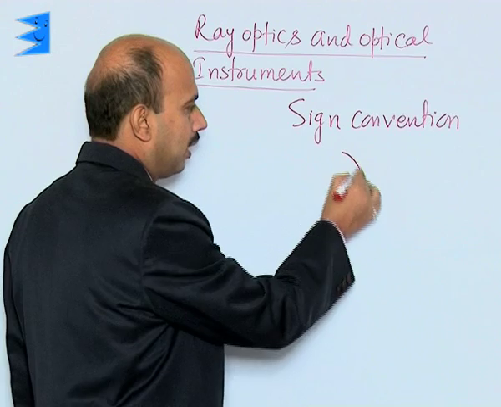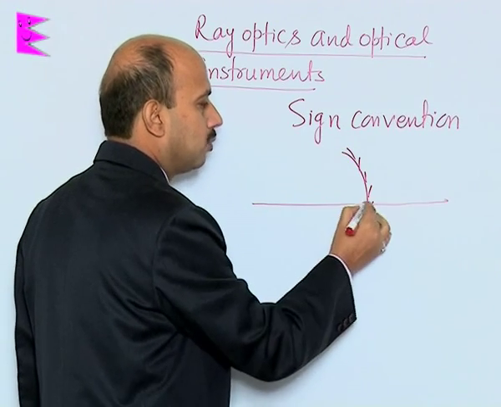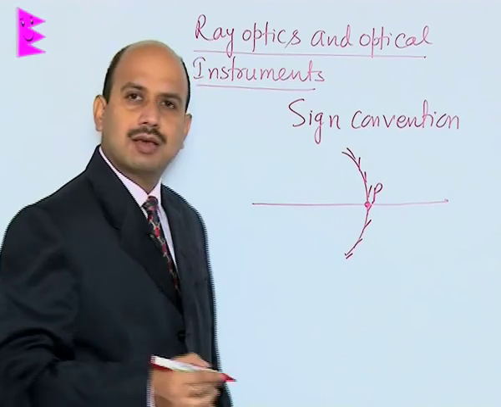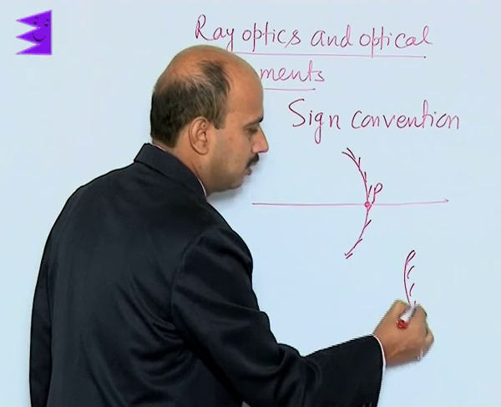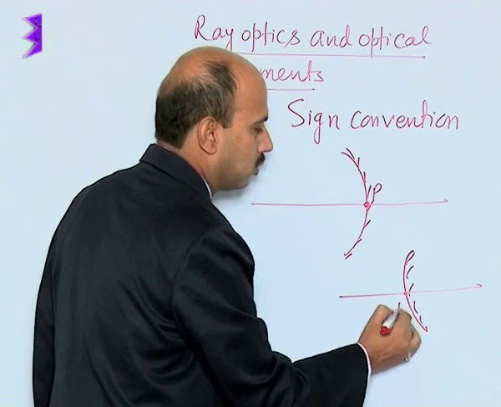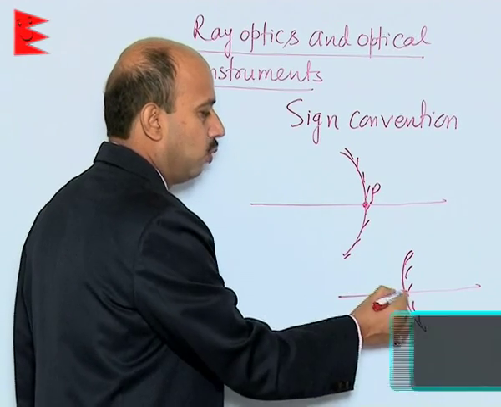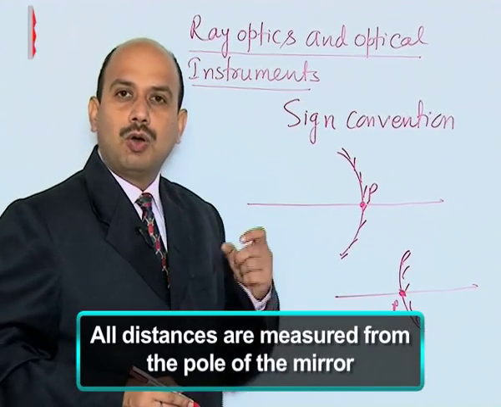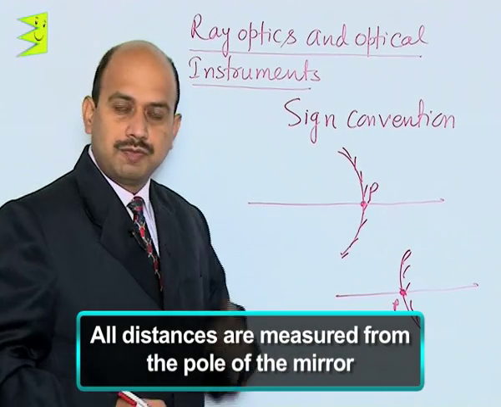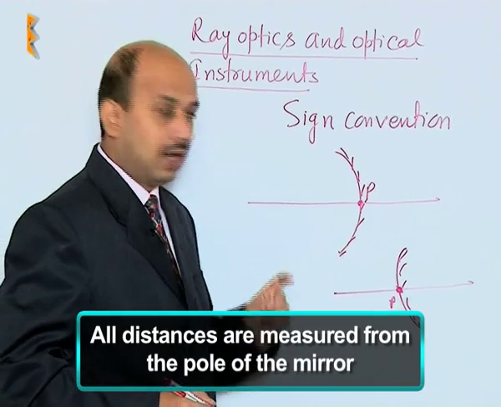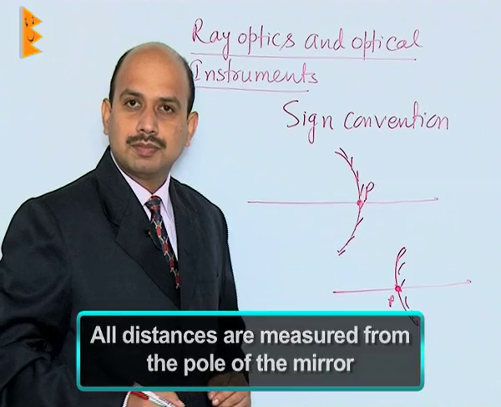Suppose you have taken a mirror like this. This is a concave mirror, and this line passing through the pole is the principal axis. Similarly, take the convex mirror like this, with the line passing through it. This point is taken as the origin, and this is also the origin here. It means all distances are measured from the pole of the mirror. This is the first point of the sign convention. I am repeating it again: all distances are measured from the pole of the mirror.